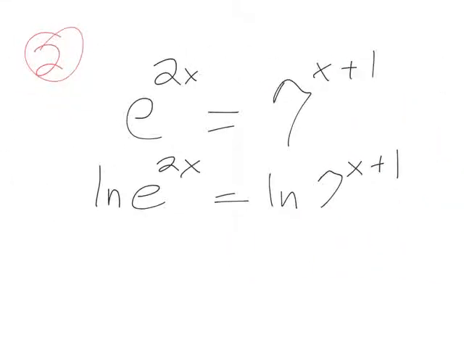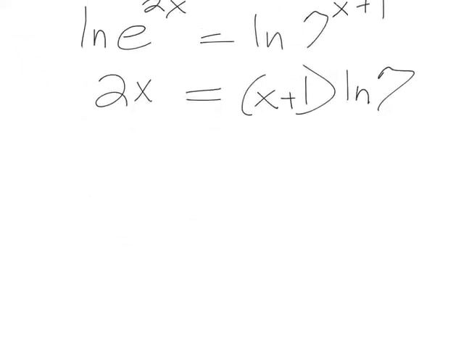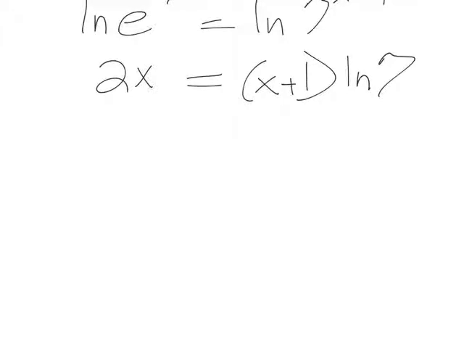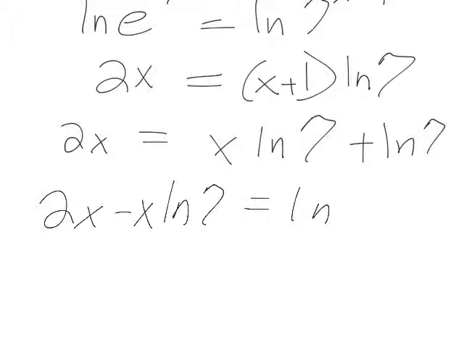Scoot back over here where my problem is. So we're going to get 2x there, and then we'll use that product property on this one again. I wanted you to see kind of a mix-up of both of those things happening in this problem. Okay, so let's try to get our x's together. We do need to distribute. I've got 2x is equal to x times the natural log of 7 plus 1 times the natural log of 7. And this time we need to move the x's together because there are two x terms. So I will subtract that x natural log 7 from both sides.